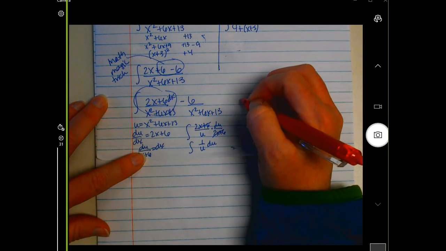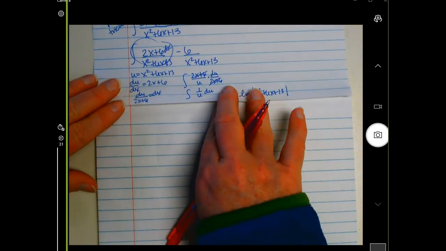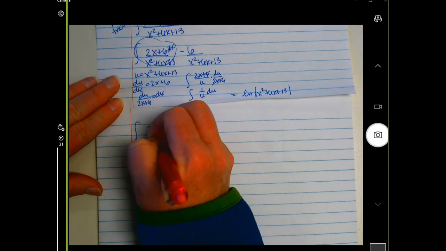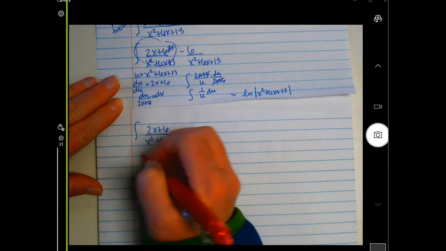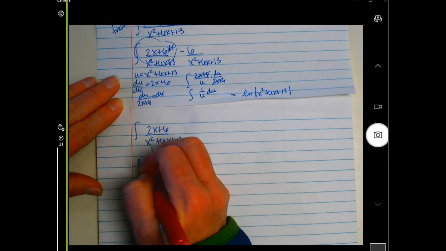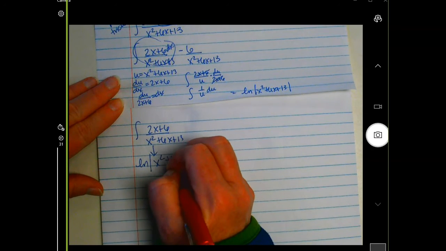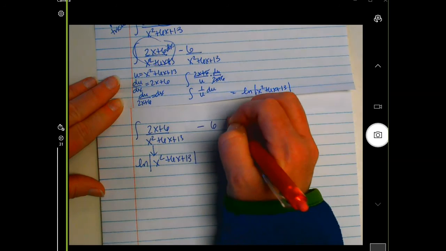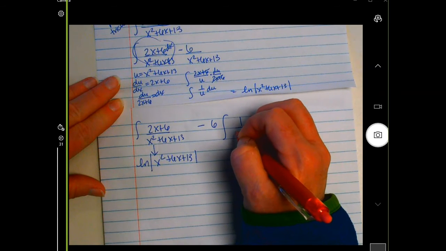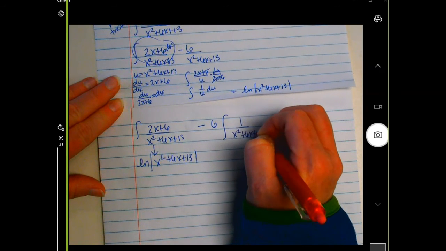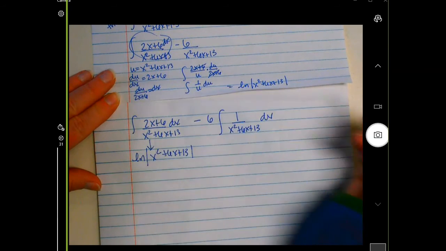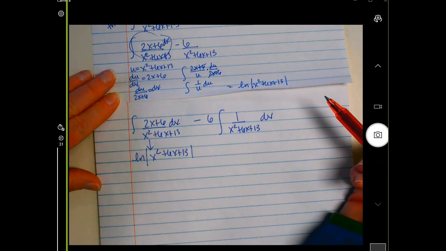And we can rewrite this one as, so far I have, I'm going to rewrite pretty. You ready? 2x plus 6 over x squared plus 6x plus 13, simplified to natural log absolute value of x squared plus 6x plus 13. Then minus 6, integral of 1 over x squared plus 6x plus 13. And then I need the dx on this one, so I don't forget it. So this one I'm still working on.